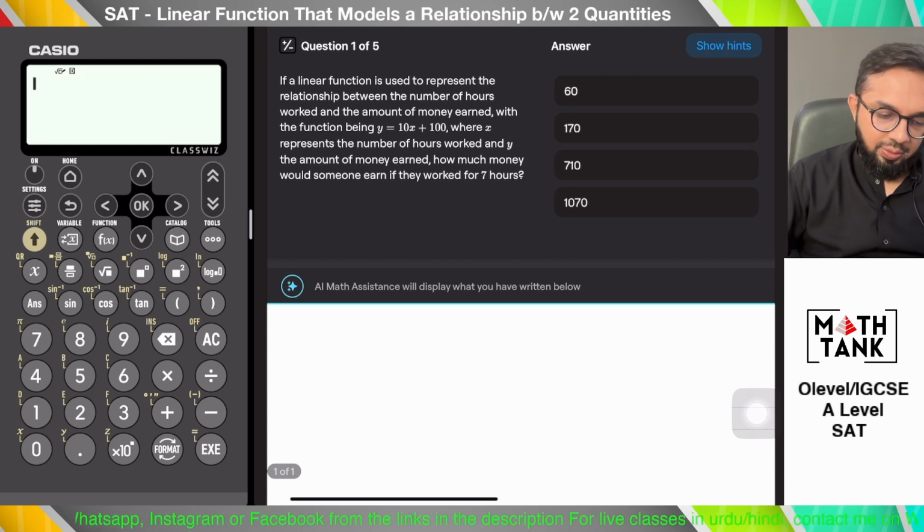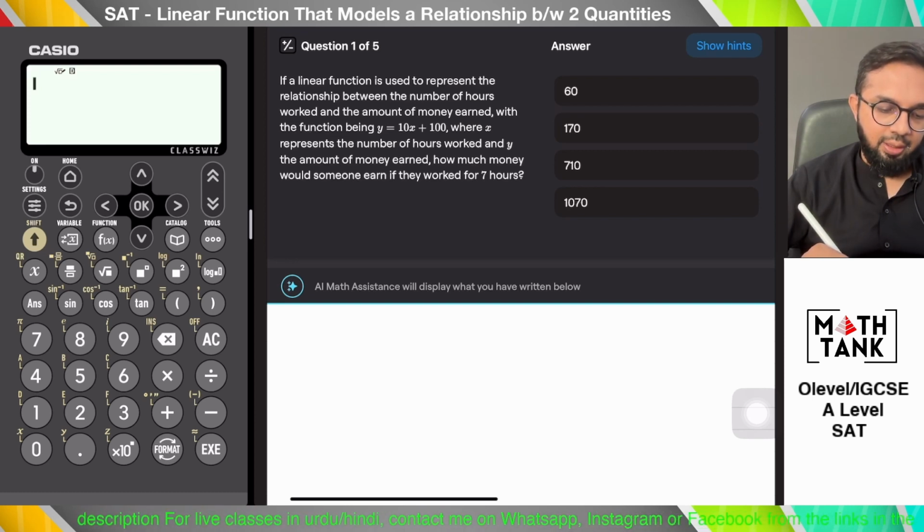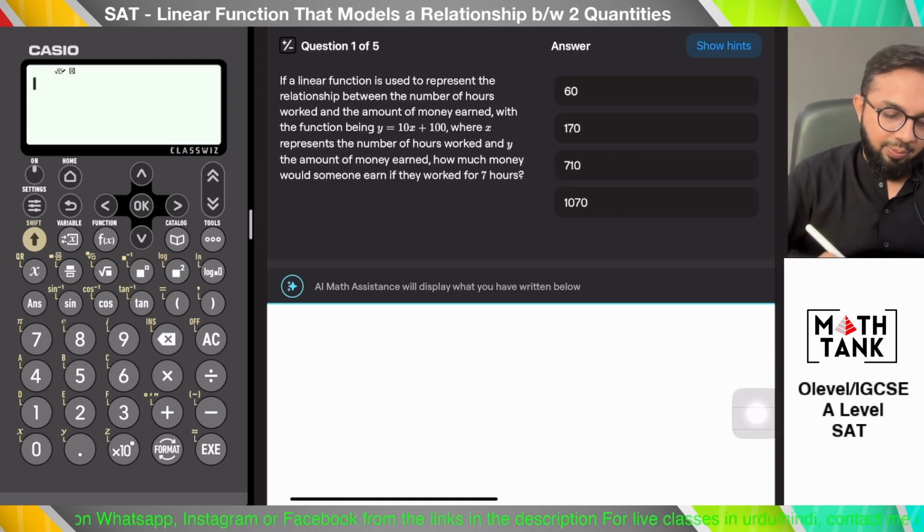If a linear function is used to represent the relationship between the number of hours worked and the amount of money earned, with the function being y equals 10x plus 100, where x represents the number of hours worked and y the amount of money earned. How much money could someone earn if they worked for 7 hours?